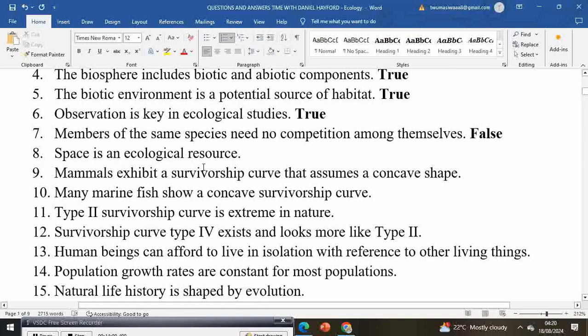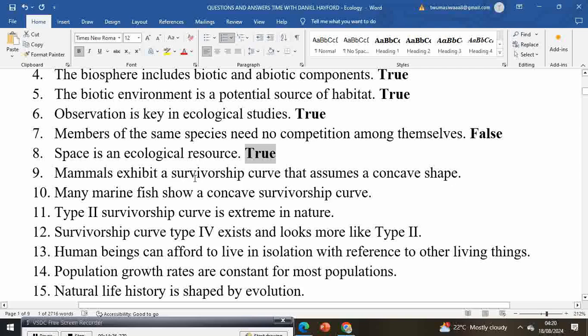Now, question number 8. Space is an ecological resource. Yes, space. So space could be land, for example. So land is an ecological resource. The other ecological resources may be light, meat, and so on and so forth. So question number 8 is true. Space is an ecological resource.